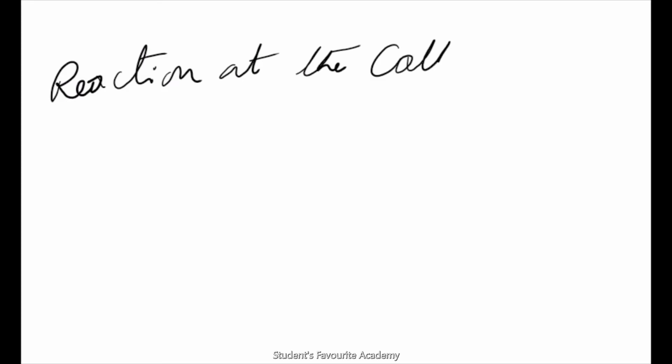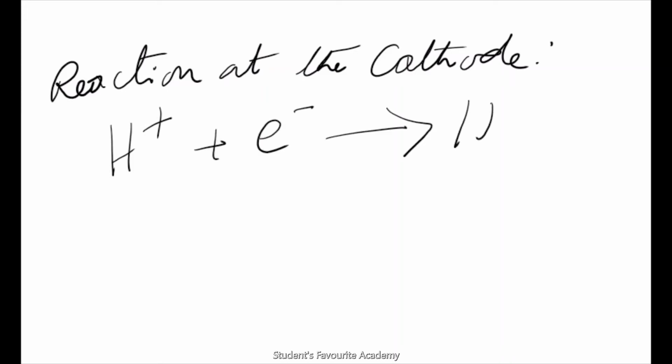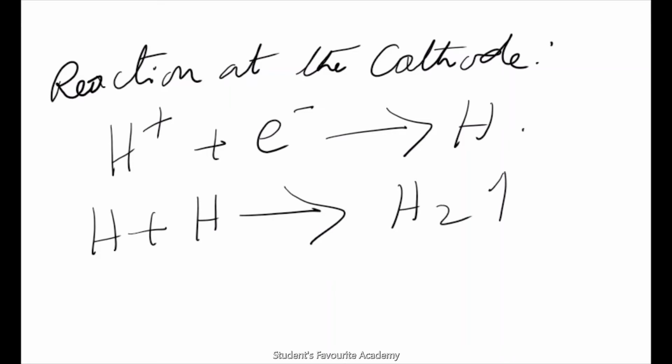So the reaction at the cathode is H plus plus e minus gives hydrogen atom. Now the two hydrogen atoms combine forming hydrogen gas. Okay.